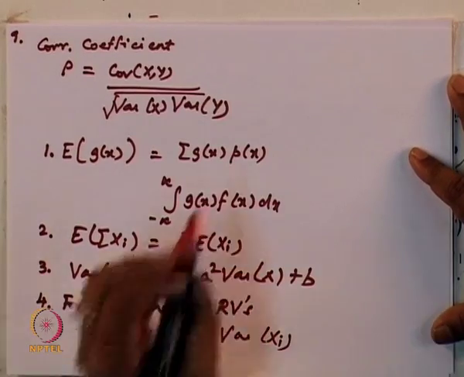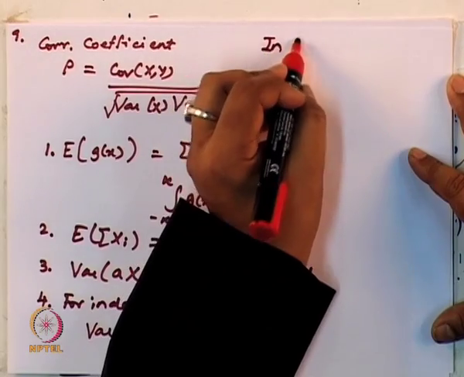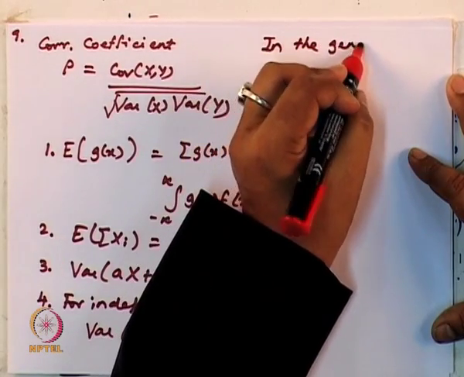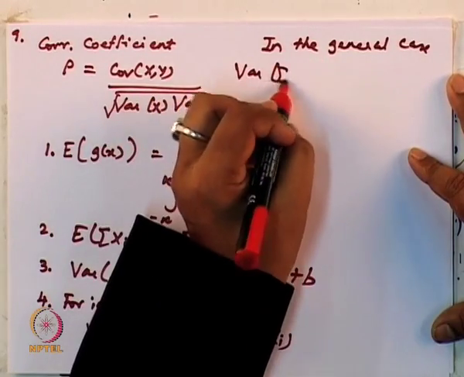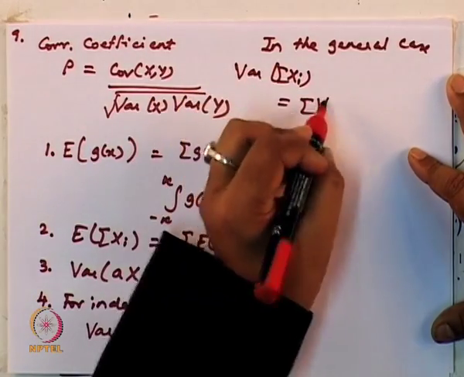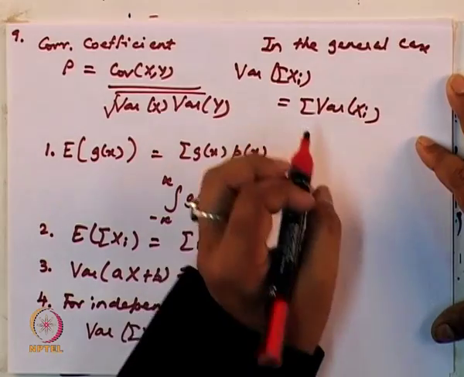But in the general case, you have variance of summation of xi is summation of var xi plus the covariance terms.